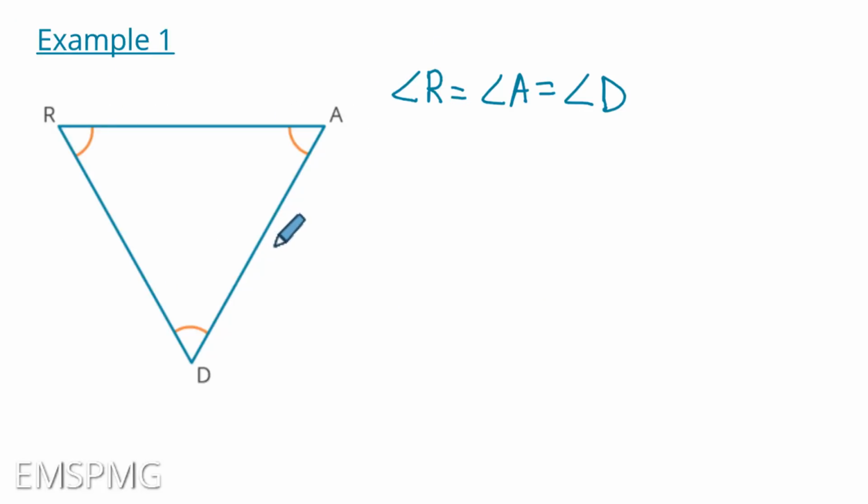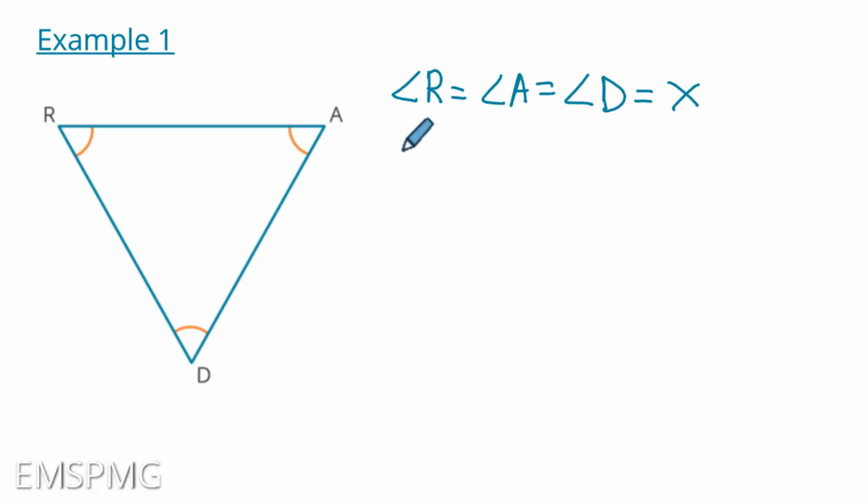And in this first example, say you have a triangle where we know that all the angles are congruent. So they all equal each other. If you wanted to figure out the angle measure of this triangle, we have angle R equals angle A equals angle D. So step one is realizing that these are all the same value. So let's call that x.